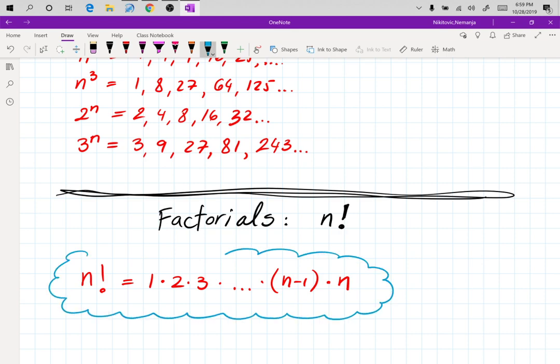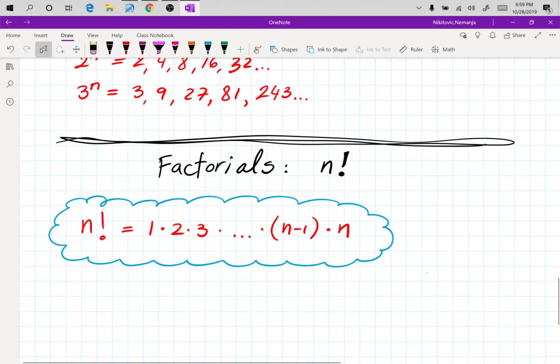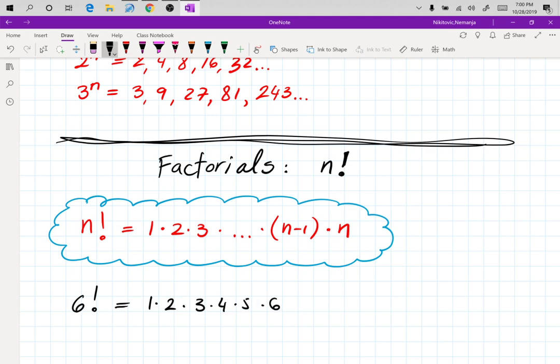You are multiplying integers up to the value of the factorial. Now, you will be sick of factorials, especially if you're taking discrete math. So make sure you know this stuff. Examples. 6 factorial is 1 times 2 times 3 times 4 times 5 times 6, altogether 720. You can multiply them in any order, I don't care. 6 times 5 is 30. 30 times 4 is 120. 120 times 3 is 360 times 2, 720, if you multiply them backwards.